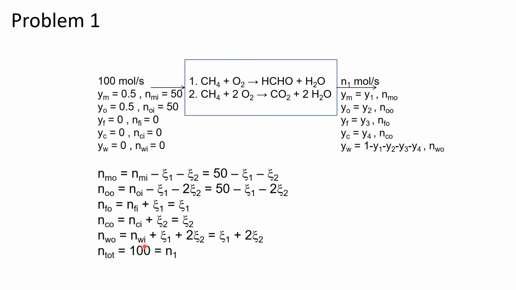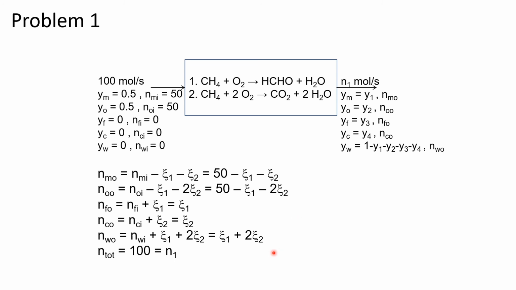Next, let's look at the water out. The water out is equal to the water in. There's no water in, so we know that term is 0. Water does participate in the first reaction. It's a product, so we'll put a plus. The stoichiometric coefficient is 1, and we'll multiply by Xi1. Looking at the second reaction, water is a product, so we put a plus. The coefficient is 2, and we'll multiply by Xi2, the extent of the second reaction. So the right-hand side becomes just Xi1 plus 2 Xi2.